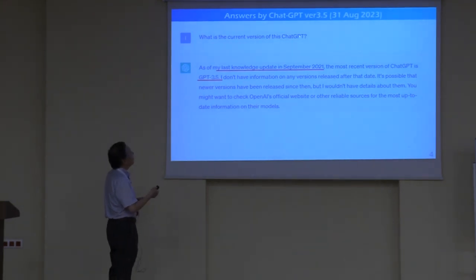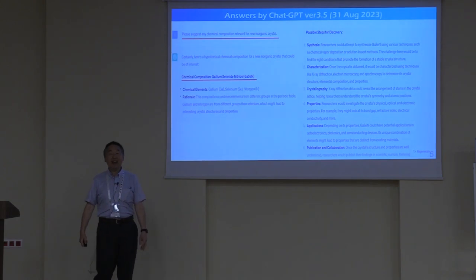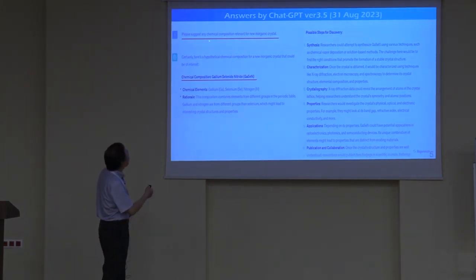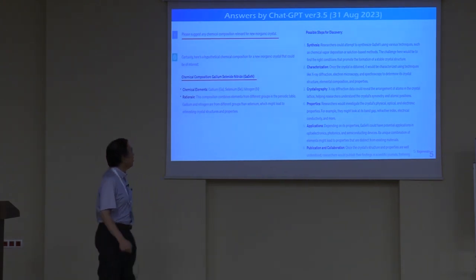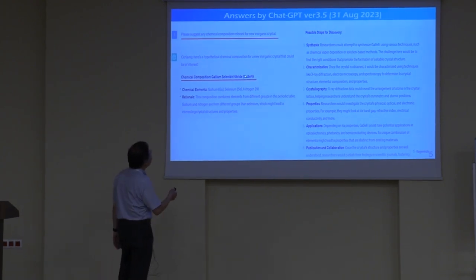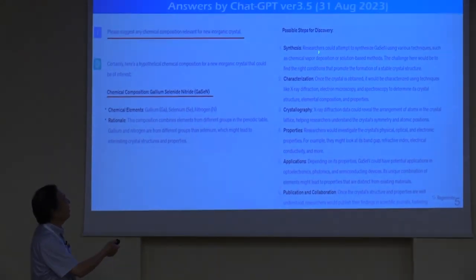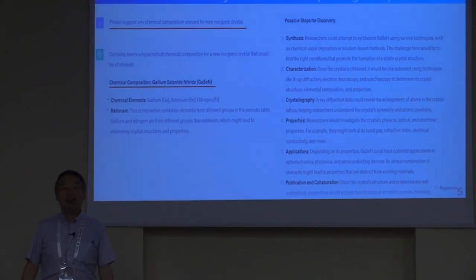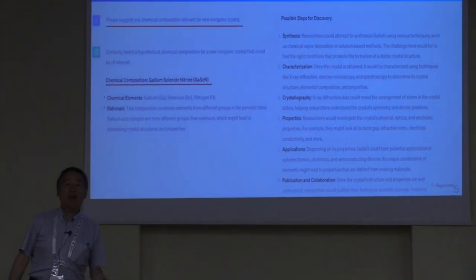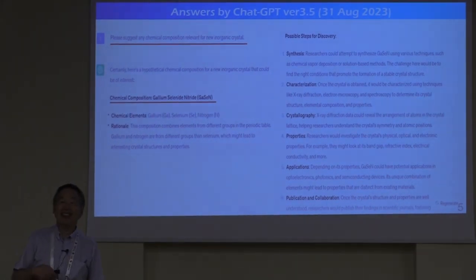I asked ChatGPT, what is the current version of ChatGPT? This is a very simple answer. ChatGPT is 3.5. And I asked again, please suggest any chemical composition relevant for a new inorganic crystal. And the answer was, it said some gallium sodium nitride. And it also showed some synthesis conditions, etc. And I was quite uncomfortable as a data scientist. This is something not really realistic.